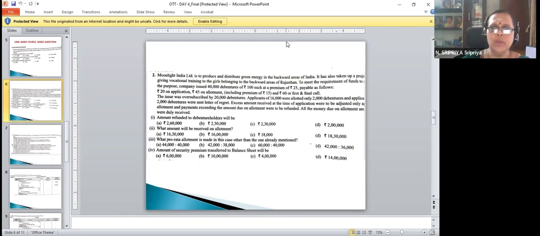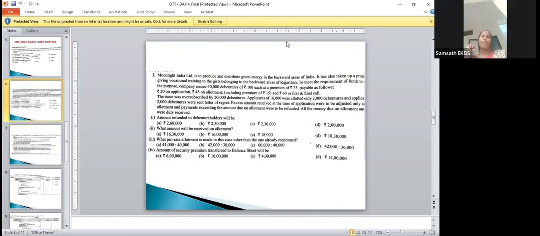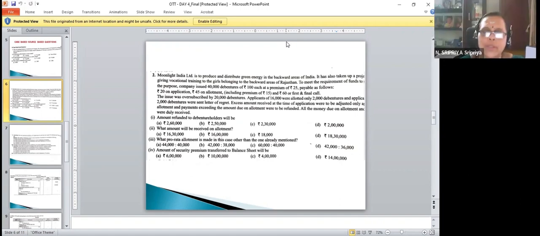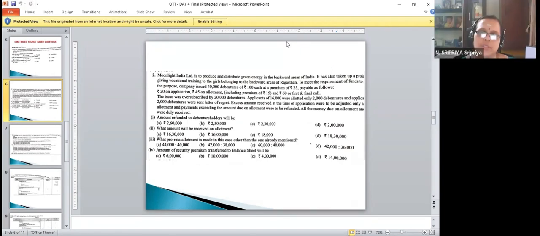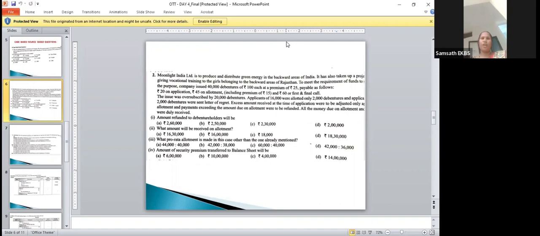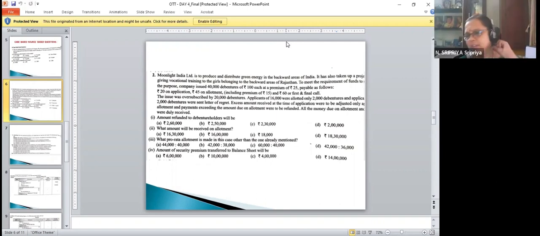Coming to next one. What amount will be received on allotment? So anyway, on these 2,000 debentures, full amount is received. Okay. So out of 40,000, subtract the 2,000 debentures. Remaining 38,000 debentures are there. 38,000 into 45 rupees. How much are you getting?